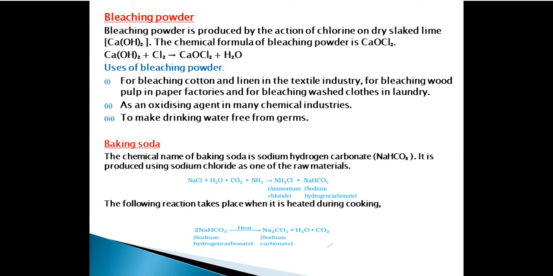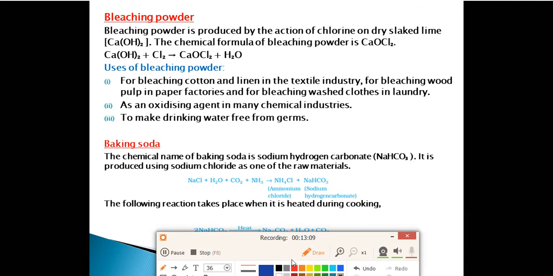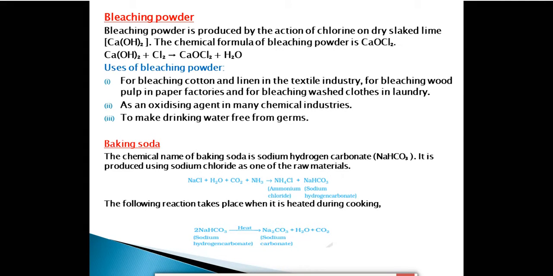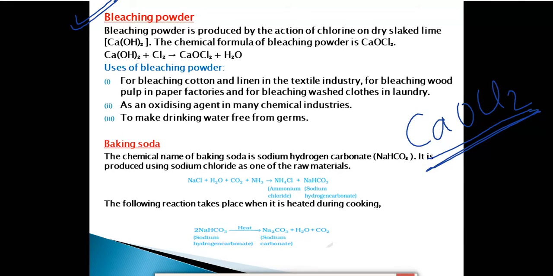Next let's come to the next salt, that is called bleaching powder. Bleaching powder is also very important. So what is bleaching powder? What is the formula of bleaching powder? It is CaOCl2, and its chemical name is calcium oxychloride. And how is this bleaching powder formed? It is formed by the action of chlorine on dry slaked lime.